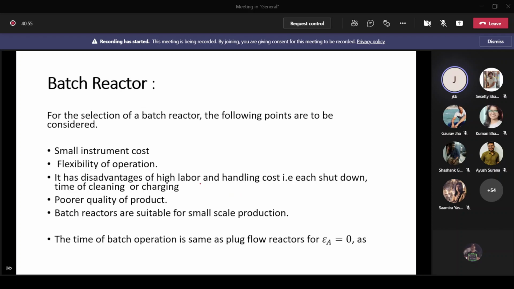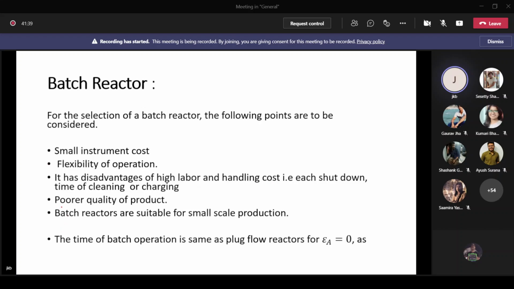High labor cost, handling cost, because in a batch reactor, at the end of the production, say after 8 hours, we have to dismantle the reactor to find the product. Batch is not a continuous process, so you have to dismantle the reactor flange and take out the product and clean it. So cleaning means handling cost, and charging of the reactant again. It will take certain time also, and it will increase the labor cost. So disadvantages are high labor cost, handling cost, etc.